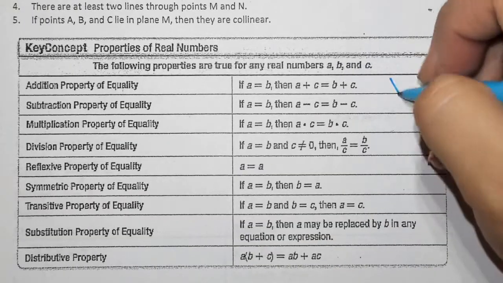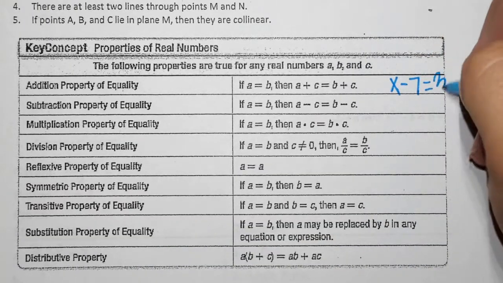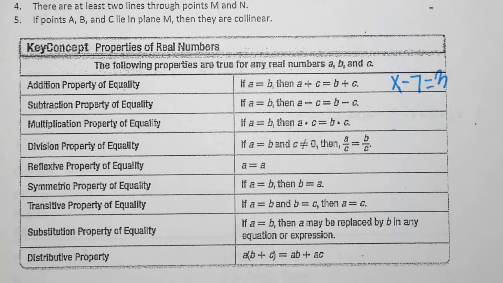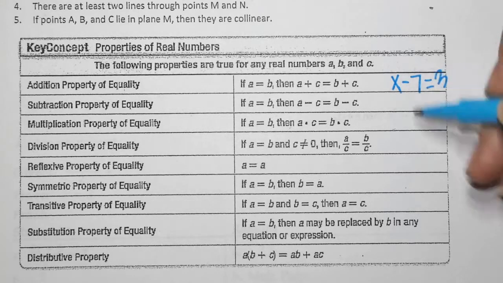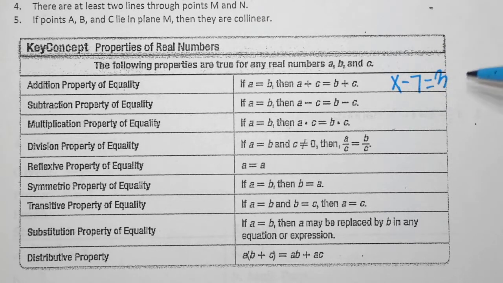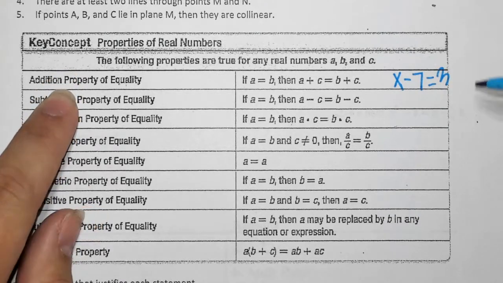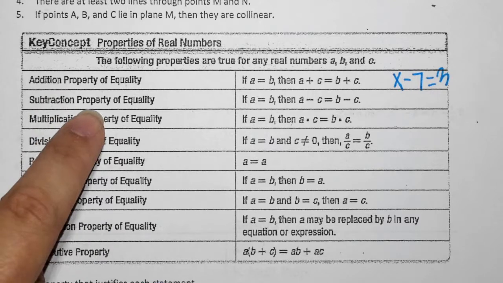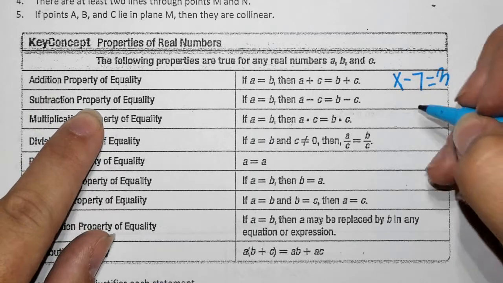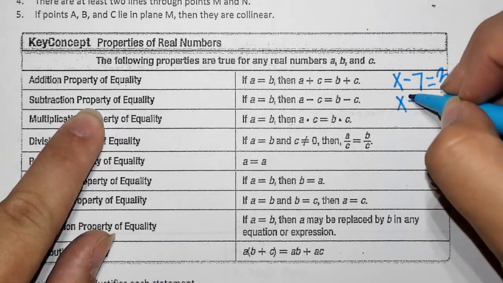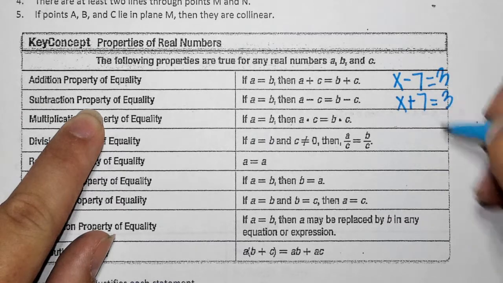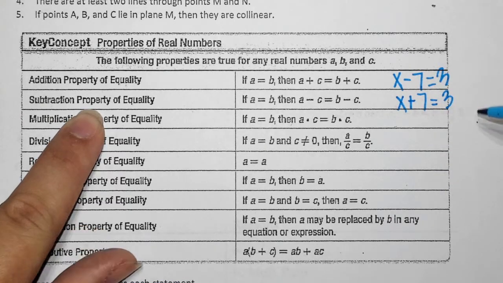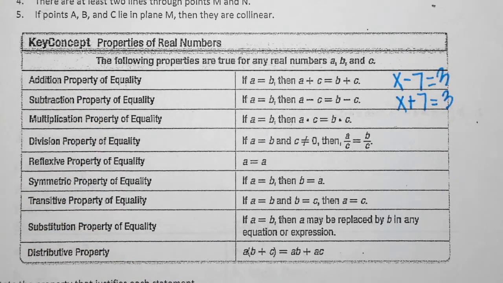What about this? How do I solve that? How do I get 7 to the other side? Add it. So guess what that is? It's called the addition property. Anytime you're having to add something to the other side, that's just addition. Well, likewise, if I have x plus 7 equals 3, how do I get the 7 across now? Subtraction. So it's just the subtraction property.